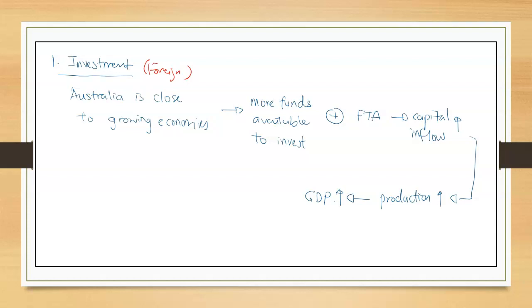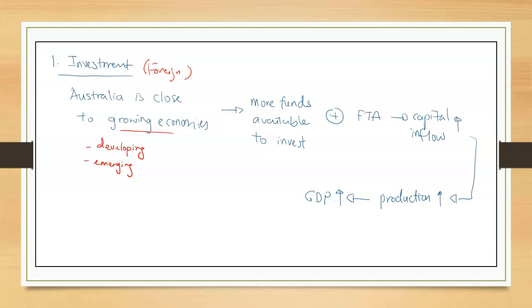Australia has been having a close relationship with many countries, and in recent years with many developing countries. We also call them growing economies, developing economies, and emerging economies. These countries are growing rapidly. When they are growing rapidly, we can conclude that they would have more funds available over the years to invest. And to invest, they can choose to invest in their own country or invest abroad.